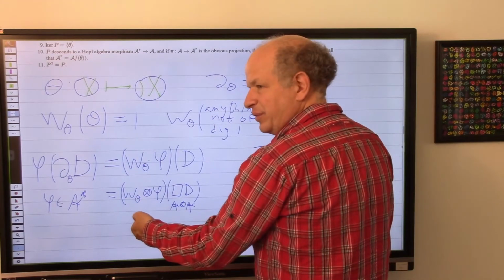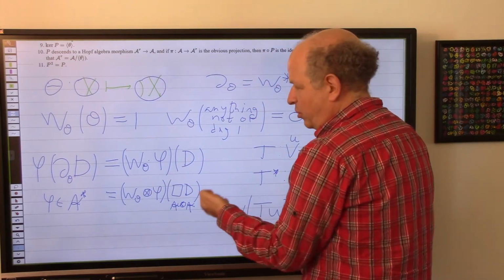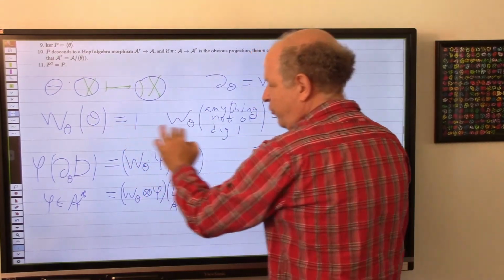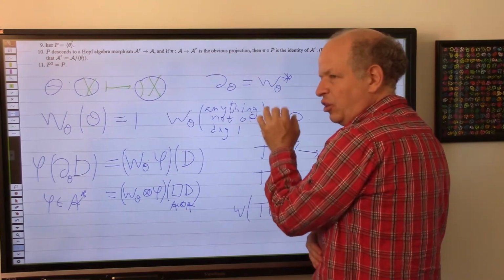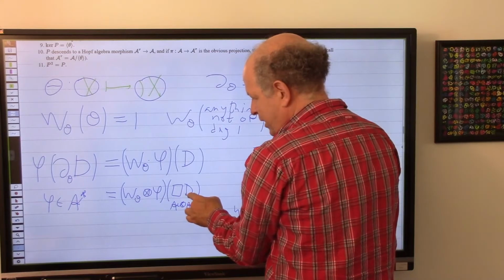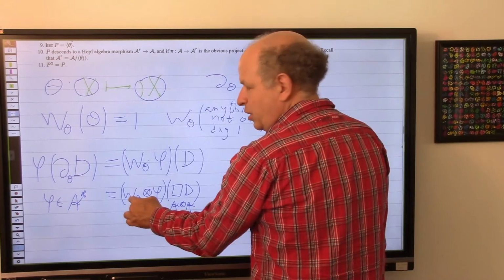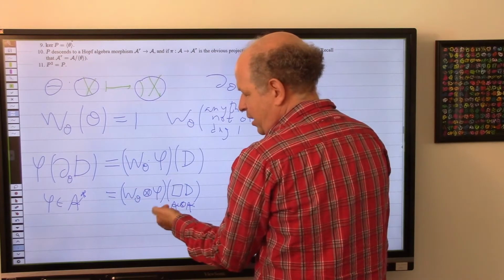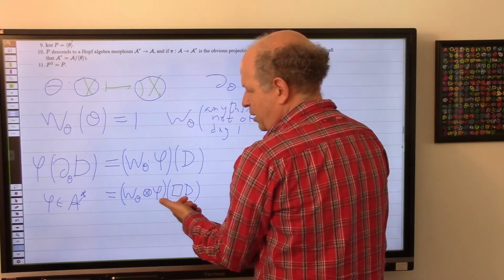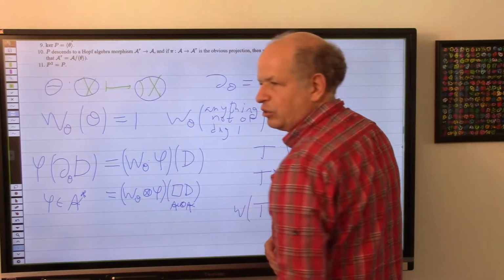W theta is 1 if and only if it is fed with a single chord. So this becomes the sum of all ways of splitting D into one chord goes here, and then you get 1, and the rest remain to be evaluated with phi.